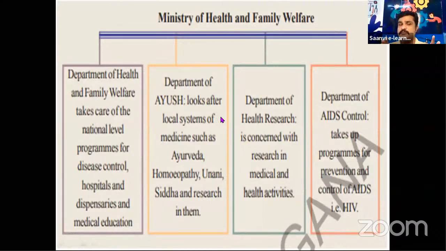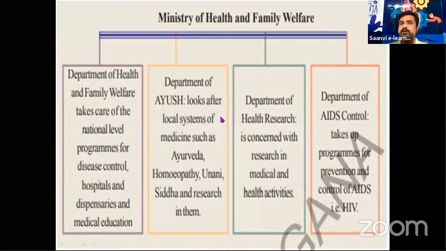Okay, this chart is very important. The function of Ministry of Health and Family Welfare. Four things we have discussed. Department of Health and Family Welfare. What does it take care of? National level programs for disease control, hospital, dispensaries and medical education.